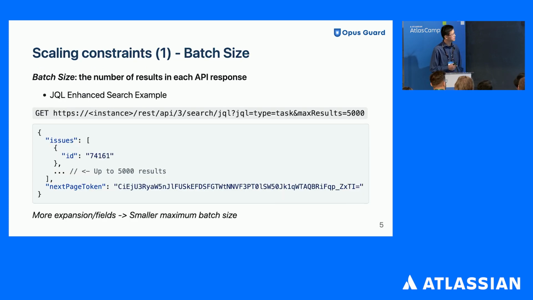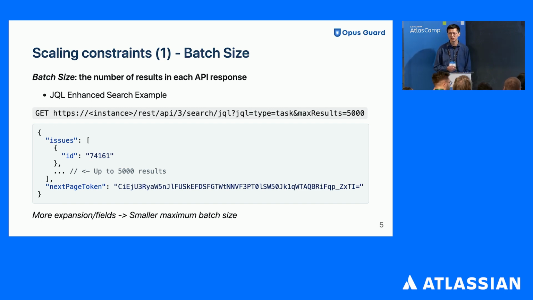If we look at the next one, when we do that, there are a few constraints. The first one is the batch size. That is basically the size of the page, the size of results returned for each page when you do the API call. This is an example of when you call the JQL enhanced search endpoints.